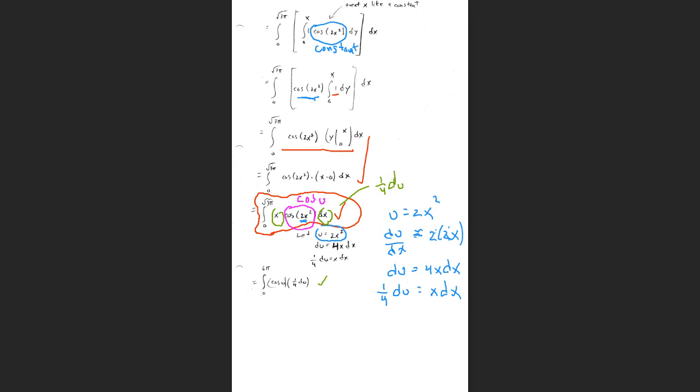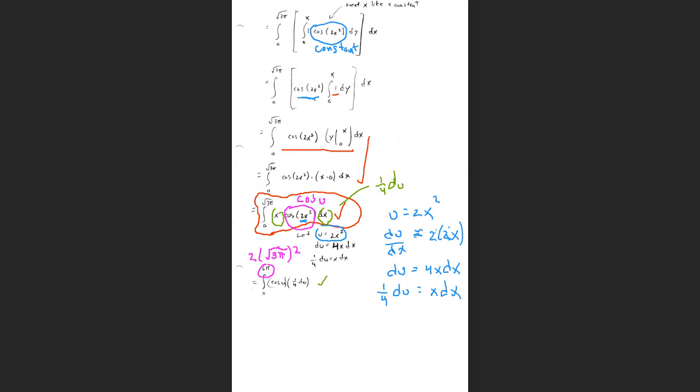Now, how did we get these new u limits? How did we get, for instance, 6 pi? Well, 6 pi is equal to 2 times the square root of 3 pi squared.